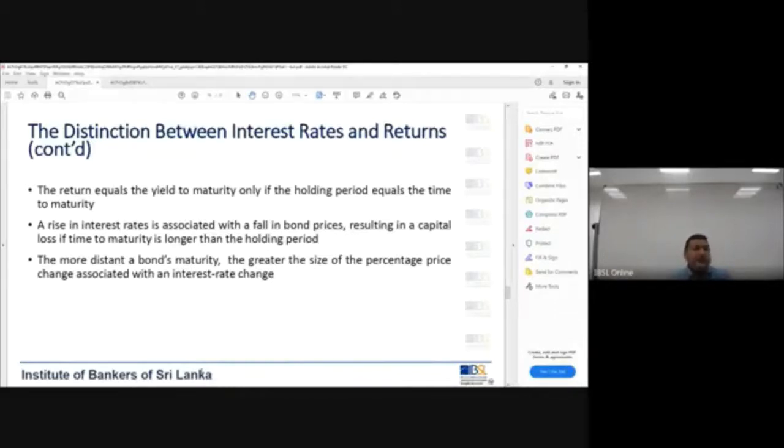A general understanding you already have is that a rise in interest rates is associated with a fall in bond prices.